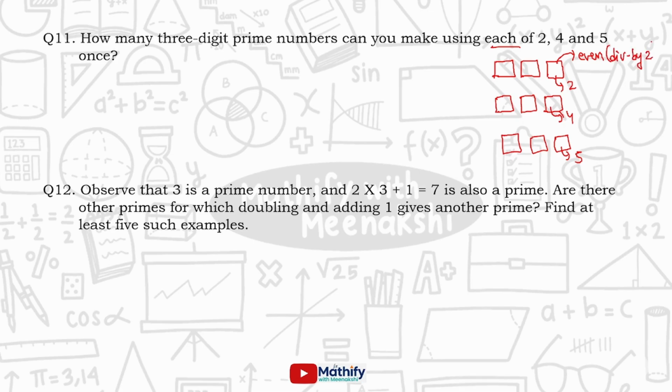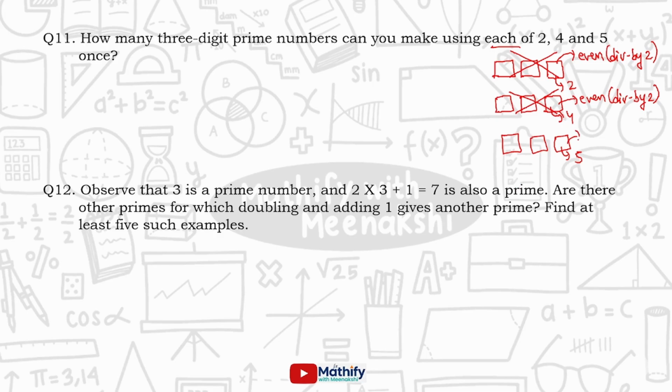And you know that a prime number is divisible by only 1 and the number itself. So that means it's not possible that a number ends with 2. If a number ends with 4, again the number is even. That means it is divisible by 2. And again it is not a prime number because a prime number is divisible by only 1 and the number itself.